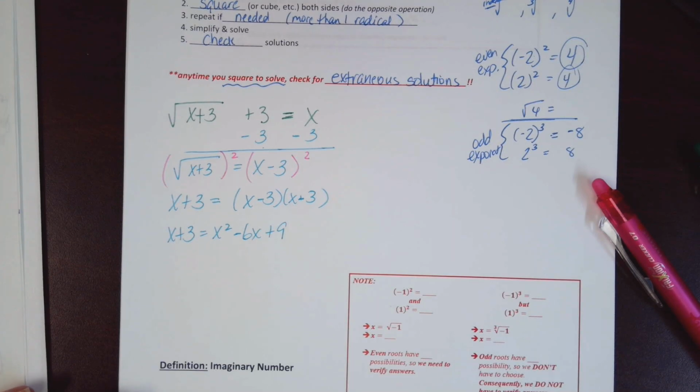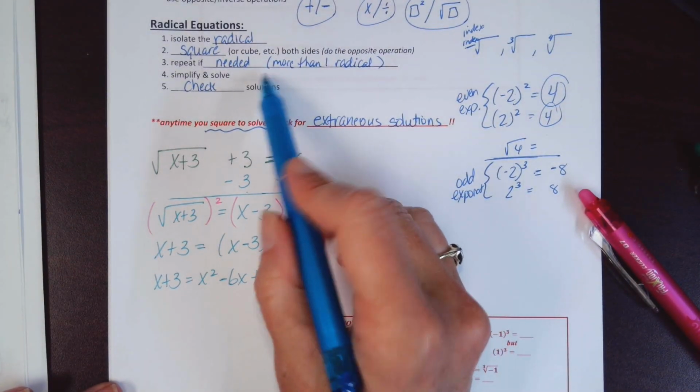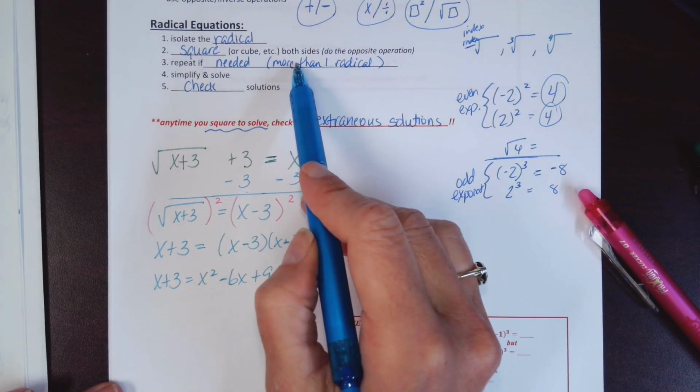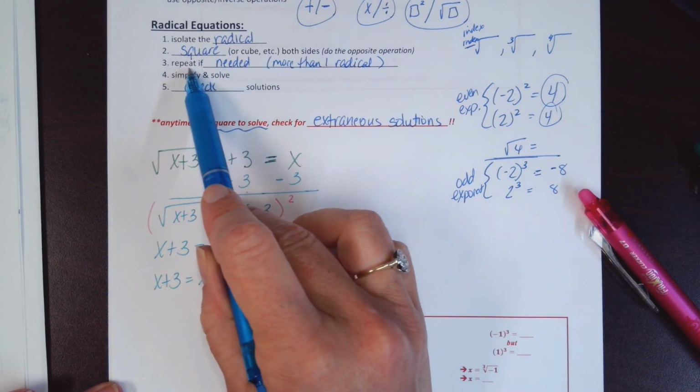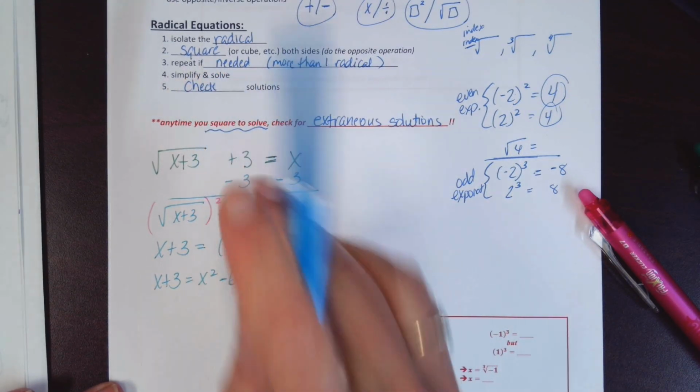All right, so I isolated my radical. I squared both sides to solve. Now I'm going to simplify.